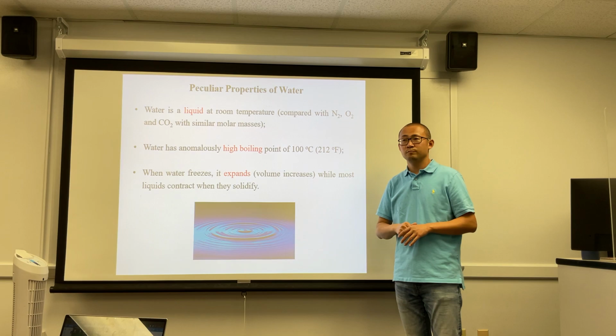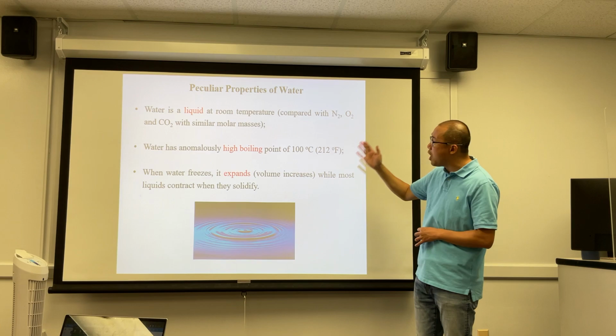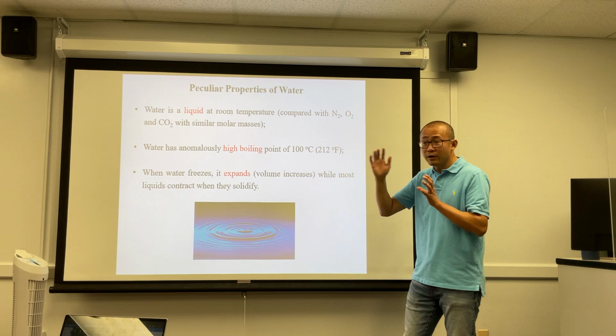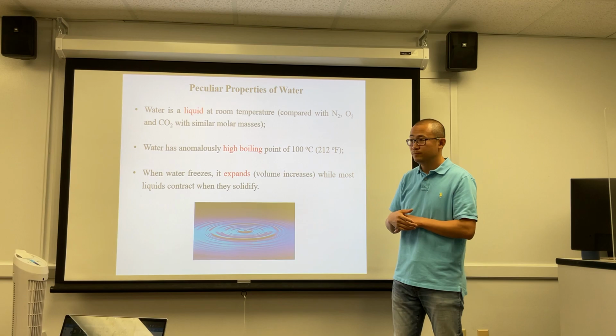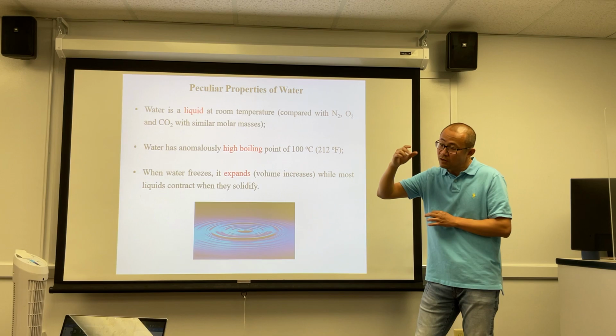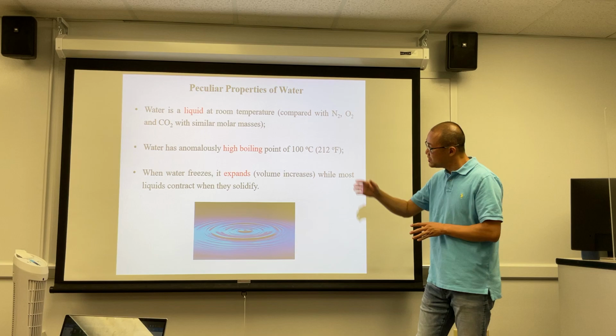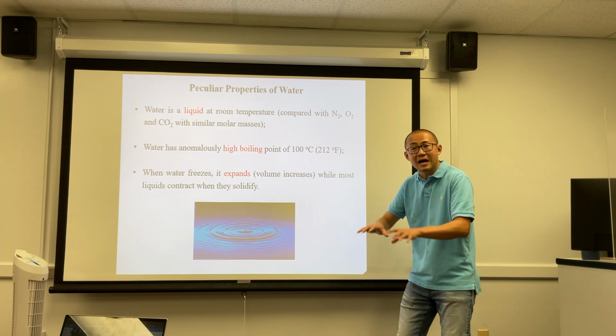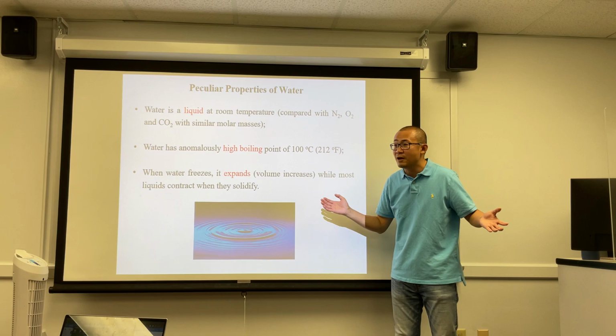Another peculiar property which is related to liquid water is the reason water is a liquid, because water has a high boiling point. Not only is water a liquid, water does not boil easily. When water doesn't boil easily, it means water does not change from liquid to gas easily. Water doesn't evaporate much. That tells us we can have a certain amount of water on the surface, not as gas. Think about it, if water boils easily, what do we have? Water vapor everywhere. We don't have liquid water around us. We don't have oceans, we don't have lakes.